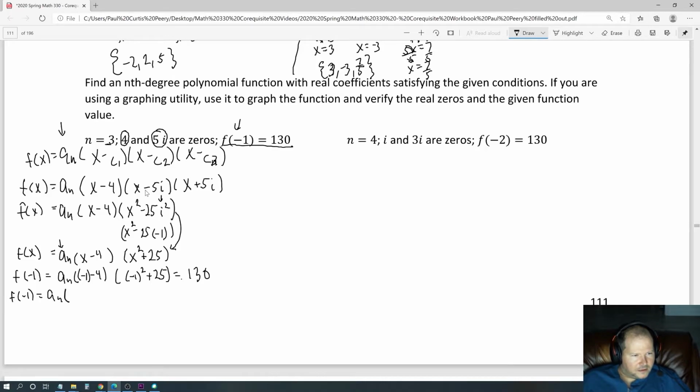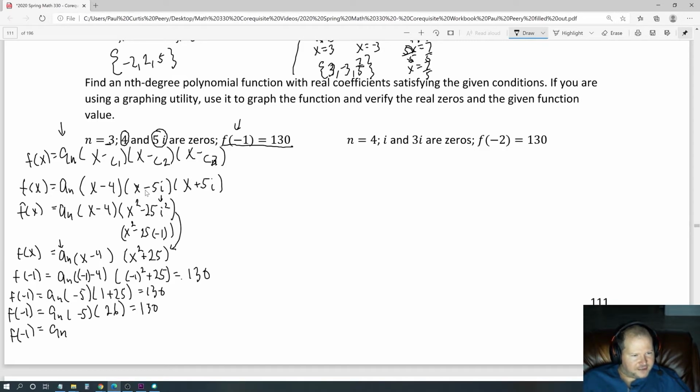So if I say negative 1 minus 4, I would say that's negative 5. If I say negative 1 squared, that's a positive 1. Positive 1 plus 25 is a 26. So we would say a_n times negative 5 times 26 is equal to 130. I'm trying not to skip steps, but there's a lot of rewriting if I don't skip steps, so I might have to skip steps in the future.